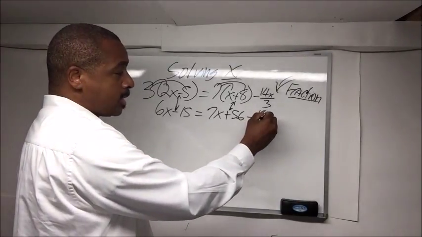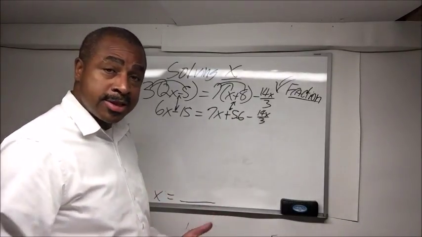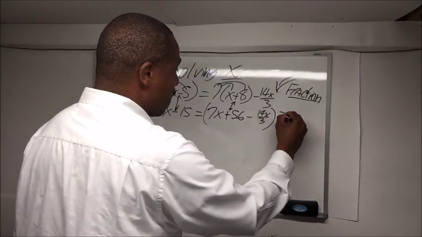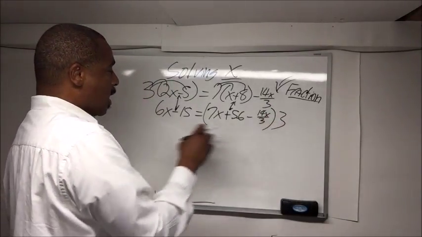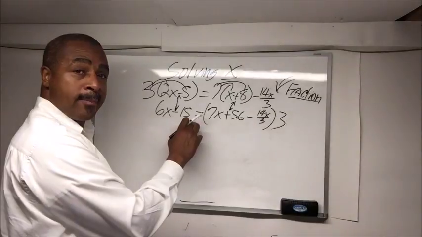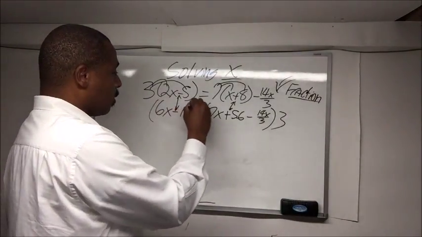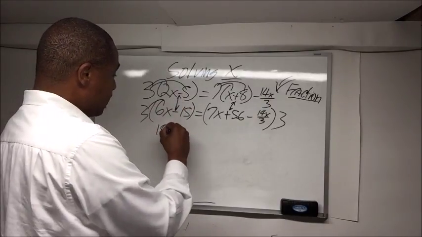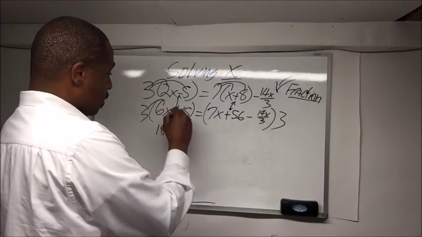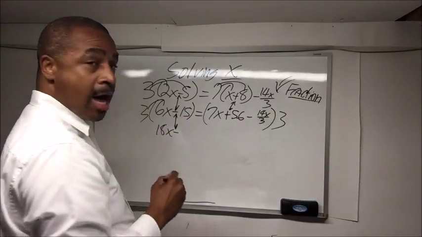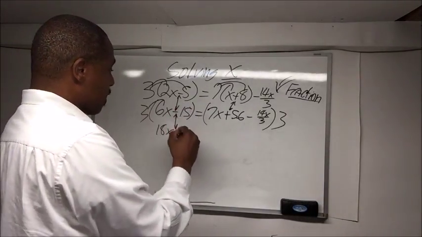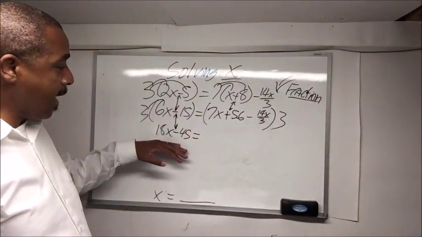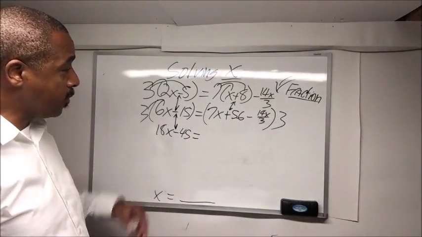If this is 14x divided by 3, the opposite of that is to multiply by 3. So we're going to multiply all of this by 3. And if we do it to this side, we have to do it to this side. Why? Because it's an equation. So we multiply this side by 3: 3 times 6x is 18x. Then we continue to respect the operation sign: 3 times 15 is 45. Now we have 18x minus 45 on this side.